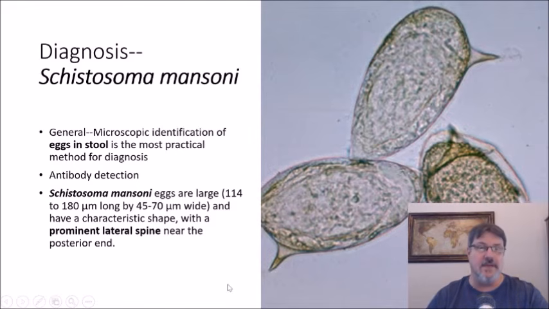Diagnosis. These are some of the easier parasites to identify. They're very large and they have some very characteristic features. For Schistosoma mansoni, microscopic identification of eggs in stool is the most practical method for diagnosis. And there's also, of course, antibody detection and other methods. The eggs are large, about 114 to 180 microns long by 45 to 70 microns wide, and have the very characteristic lateral spine near the posterior end of the egg. Can't miss it.